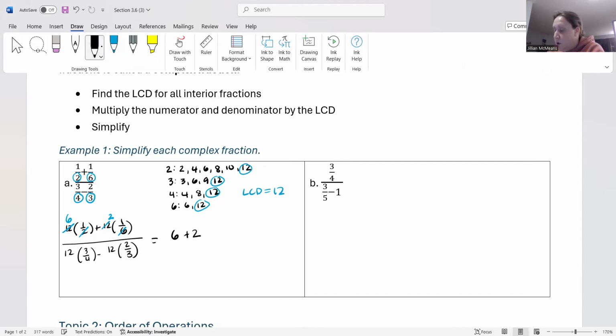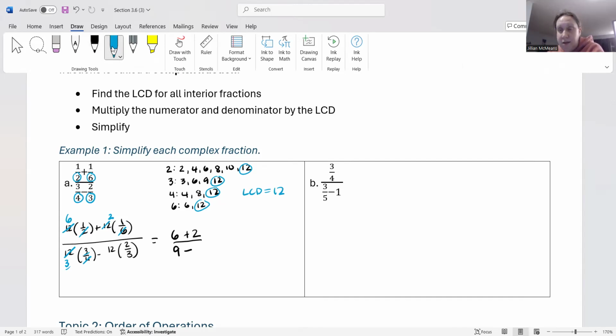So now my numerator went from 1/2 plus 1/6 to now just 6 plus 2, which is a heck of a lot easier to deal with. Now let's look at the denominator. The first half of the denominator has 3/4 times 12. Well, the denominator of 4 divides into the 12 3 times, leaving me with just 3 times 3. So my denominator is now a 9.